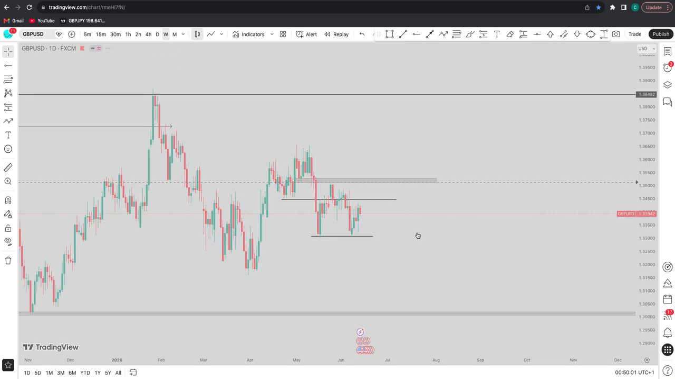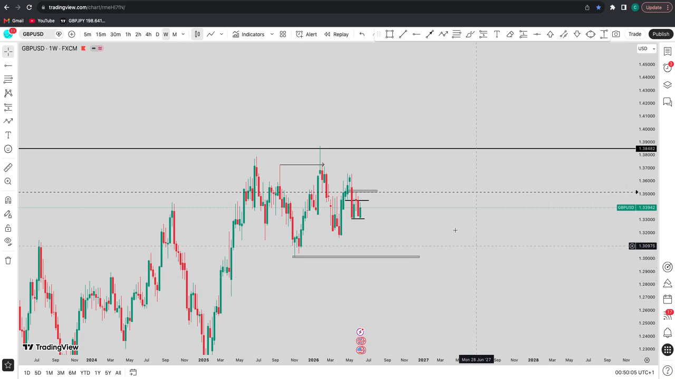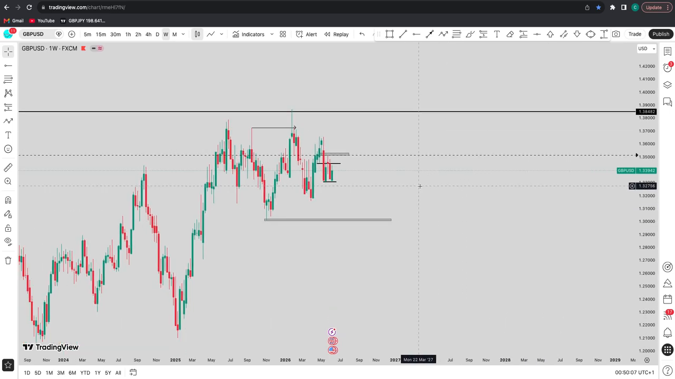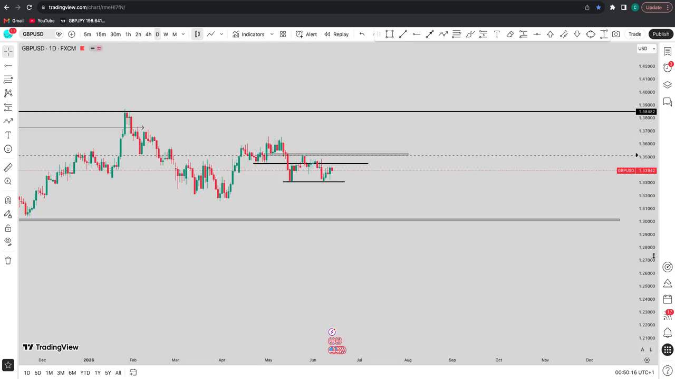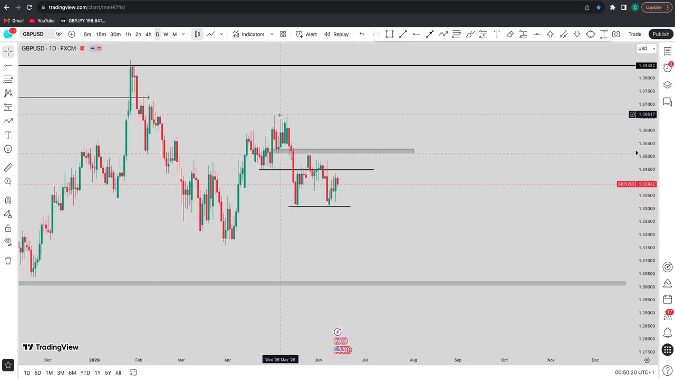GBP USD, we are bearish on this pair. I'm very much bearish on this pair. So this is the weekly, although the weekly is not that clean. So going into the daily time frame, it's even better. Around here we have a double top. This was our last support level, so the market broke out from this support level using it as a resistance.